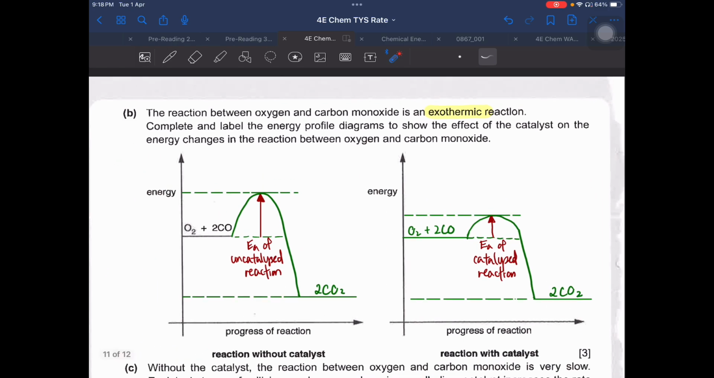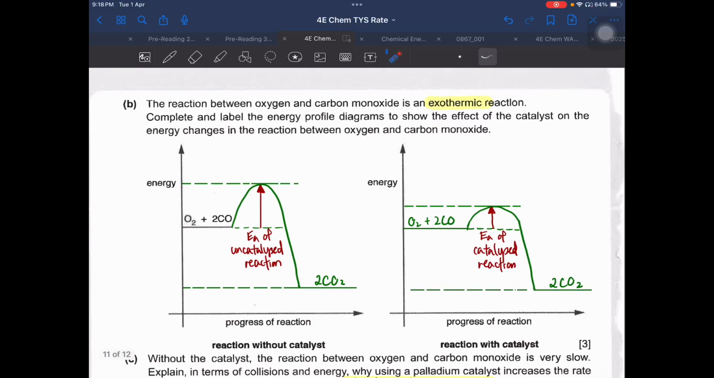Next, the question talks about this being an exothermic reaction. So we know that exo means that enthalpy change is negative, so energy is being released. We're supposed to show the energy profile diagram when there is a catalyst and when there is no catalyst. As per all your usual diagrams, you need to take note that the starting and ending point of your reactant and product must stay the same. So the enthalpy change must always be the same.